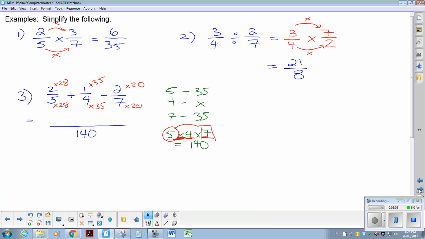So now I can find my common factors here. So 28 times 2 is 56, plus 35 minus 40. Now we can just add and subtract the top, and we find that we get 51 over 140, which does not reduce, and it is in fact the lowest common denominator. Okay, so definitely tricky.